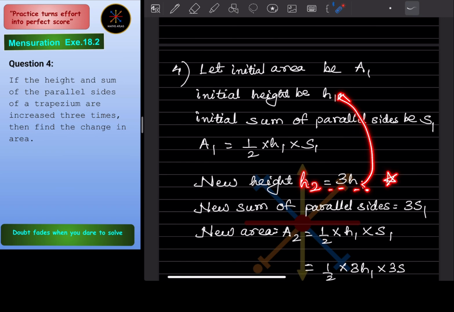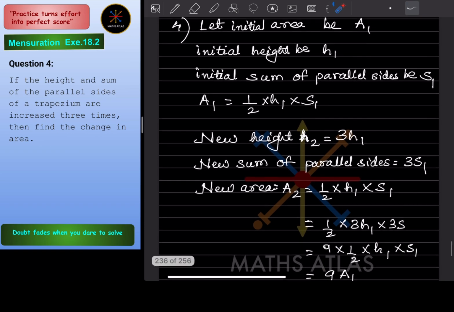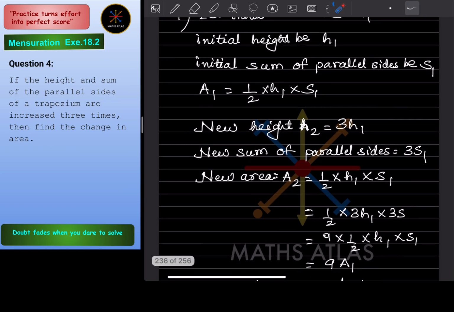And then the new sum of parallel sides, because they said height and sum, is also increased 3 times. So it is 3 of the initial S1, that is 3S1. These 2 points are to be noted. Now the new area is going to be A2, because the earlier one was considered A1. So A2 is half into H1 into S1 if we write here.